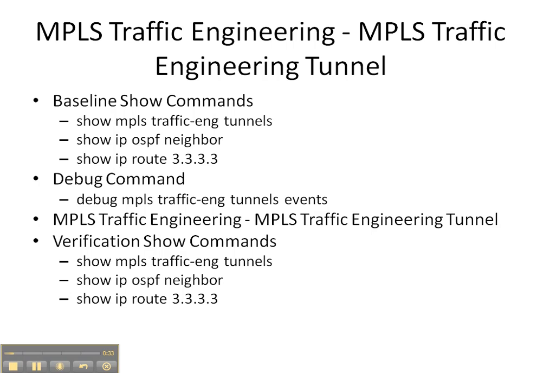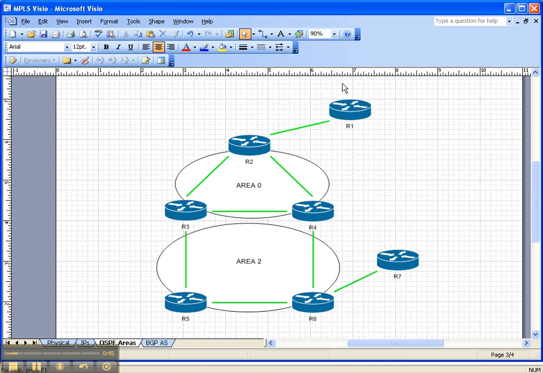And then we're going to finish up with some verification show commands of show MPLS traffic engineered tunnels, the show IP OSPF neighbor, and the show IP route 3.3.3.3. So let's take a look at the network topology. We have prepared OSPF Area 0 in the last video cheat sheet to support MPLS traffic engineered tunnels, and so now we're going to build a traffic engineered tunnel from 2 to 3 going through router 4. So the tunnel will go this way, 2, 4 to 3.